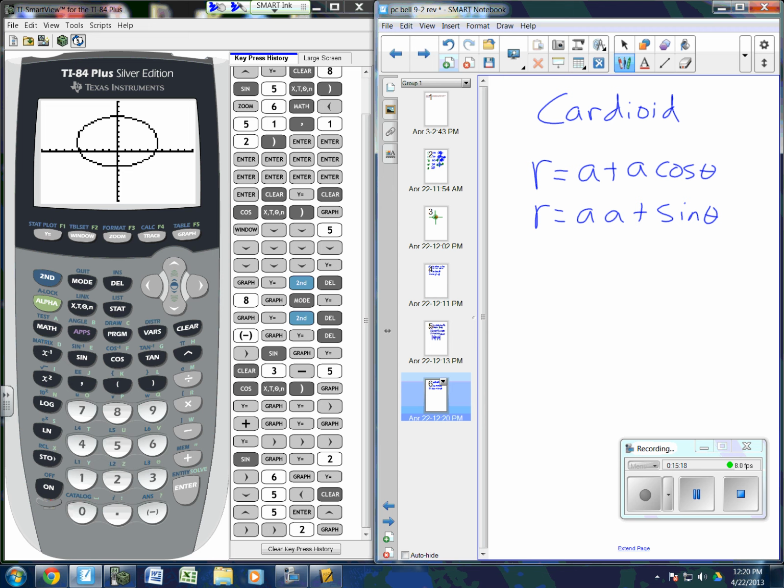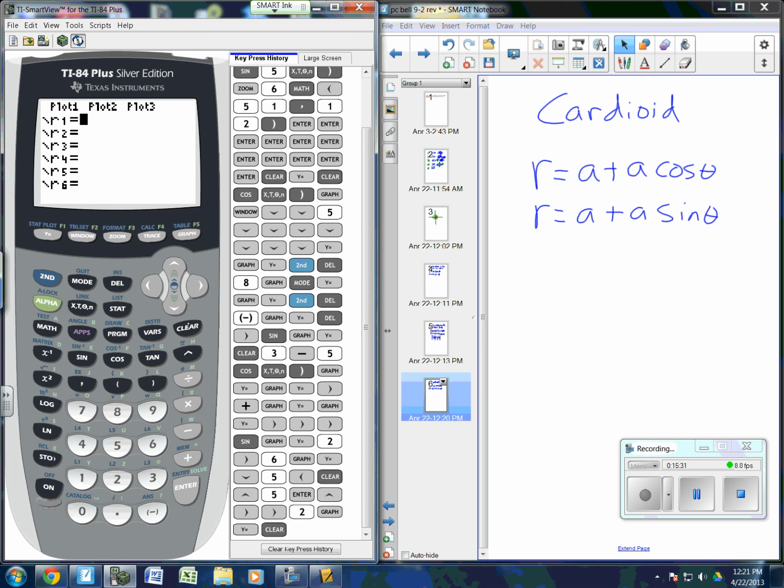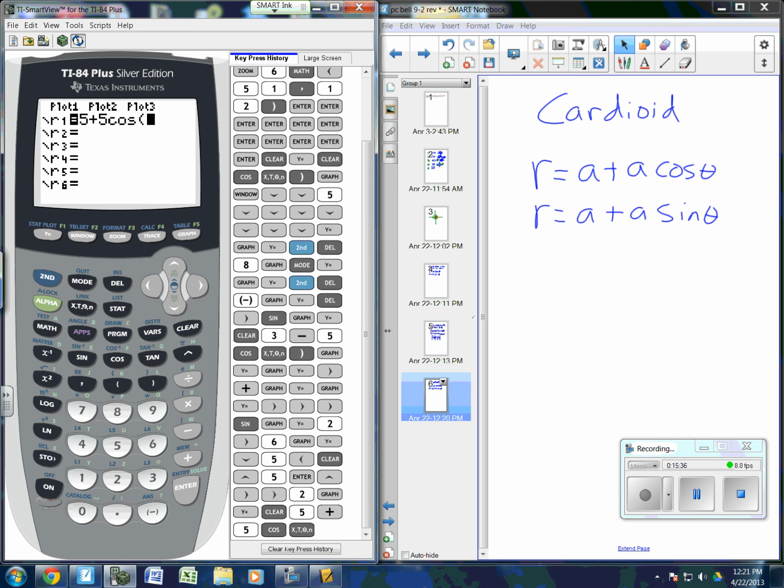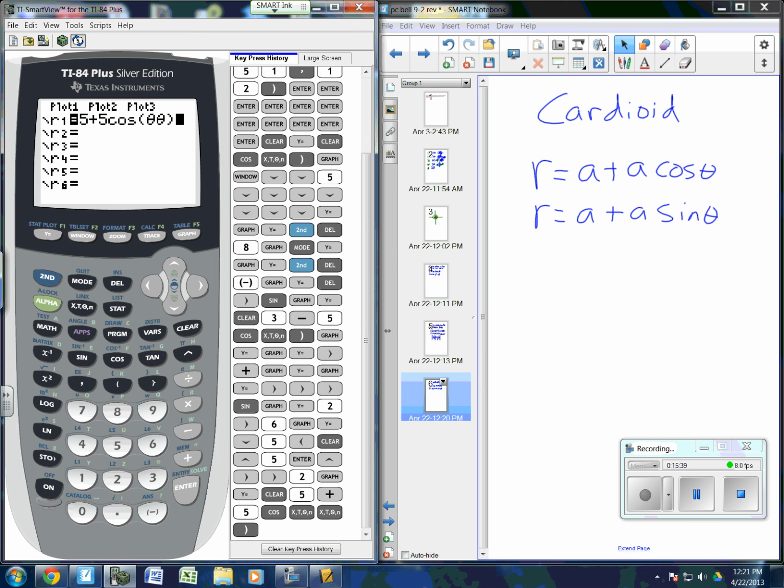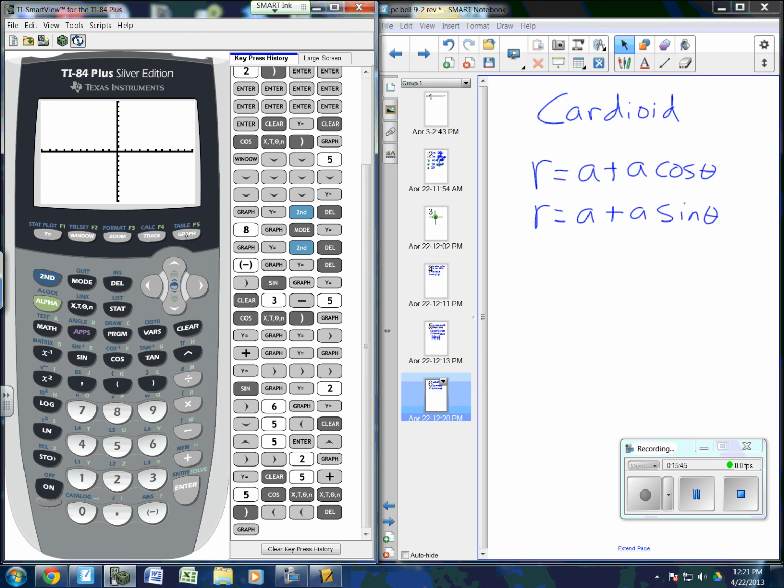A plus a sine of theta. So let's say I wanted to have a heart. I'd do 5 plus 5 cosine of theta. Where's the heart going to be? Actually, not in the middle, but to the right side, along the x-axis. Does that look like a heart? It doesn't point very much. It looks more like a peach, right?